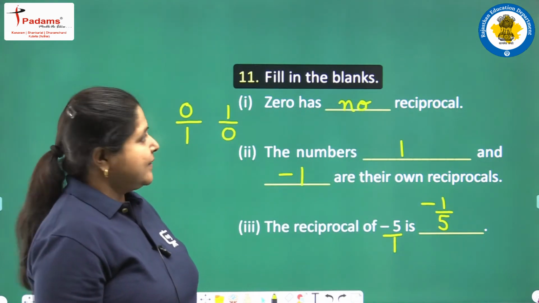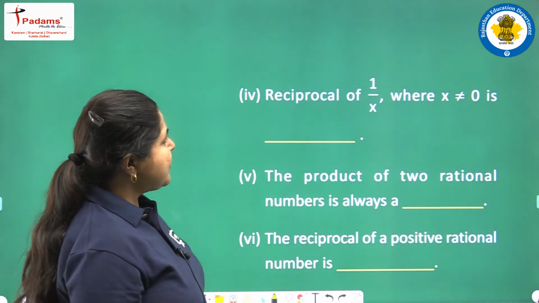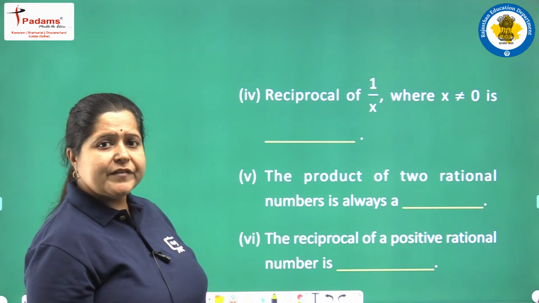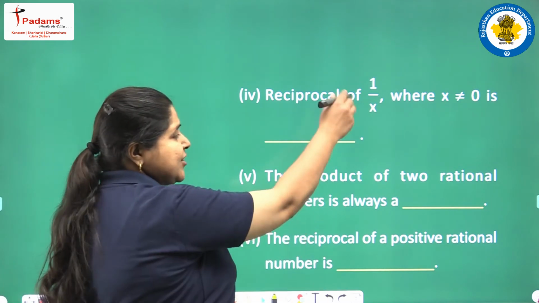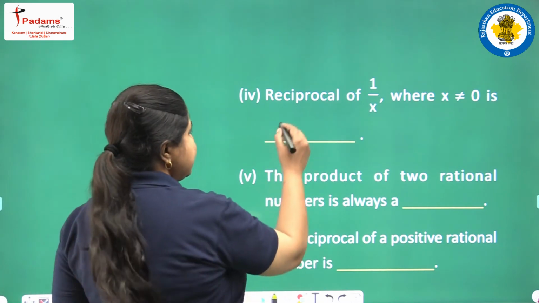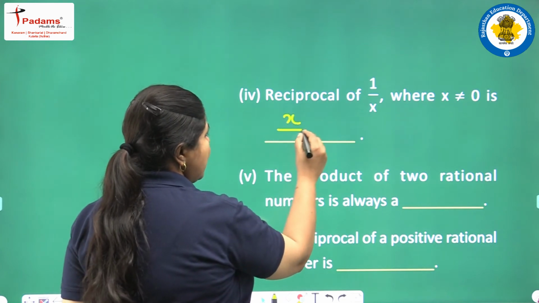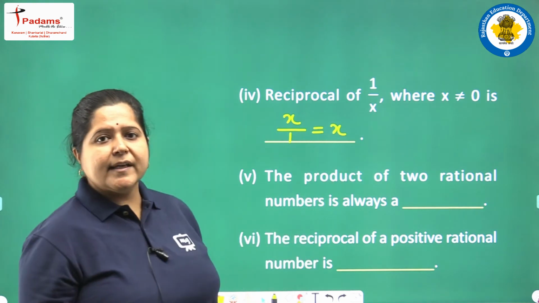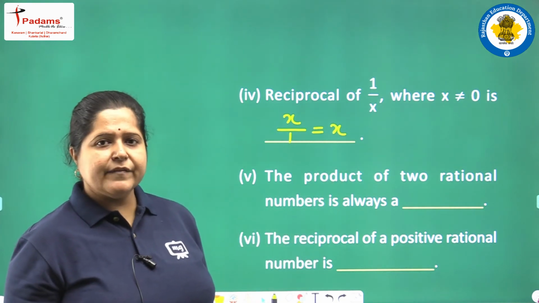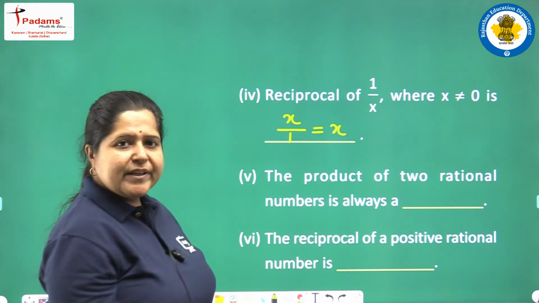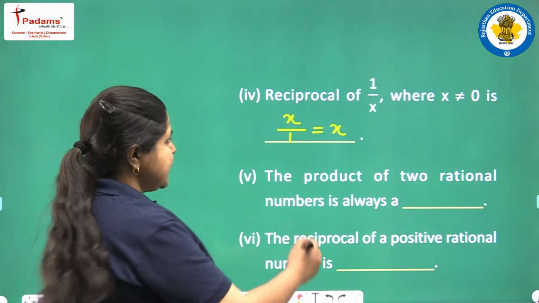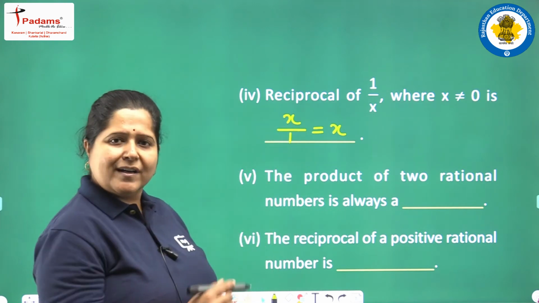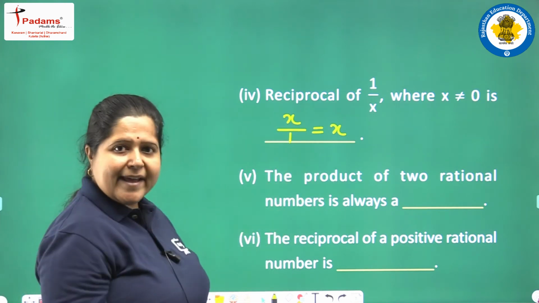Easy. Next, reciprocal of 1 upon x, where x is not equal to 0. What will be the reciprocal? Interchange the numerator and denominator. It will be x upon 1, which is equal to again x, because division by 1 does not change the value. So x upon 1 can be written as x. So your answer can be simply x. No need to write x upon 1. It is just for understanding. Your answer will be x.